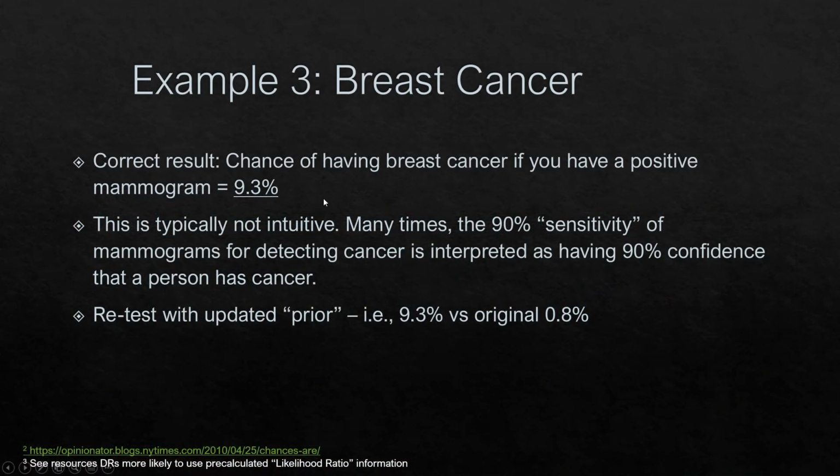So we see the calculator showed that the chance of having breast cancer after one positive mammogram is 9.3%. In Bayesian circles, that's known as updating your prior. So you had some prior belief in, or confidence in, the chance of having breast cancer, which is just 0.8% in the general population. After one positive mammogram, that credence or belief in having breast cancer has gone up to 9.3%.